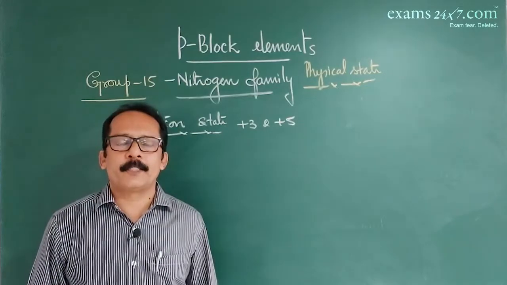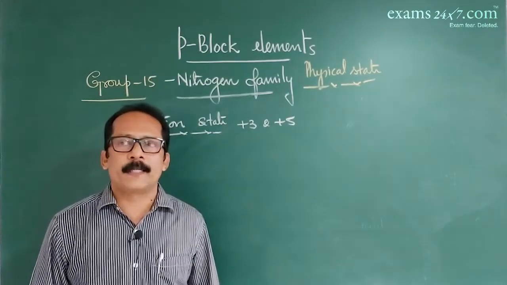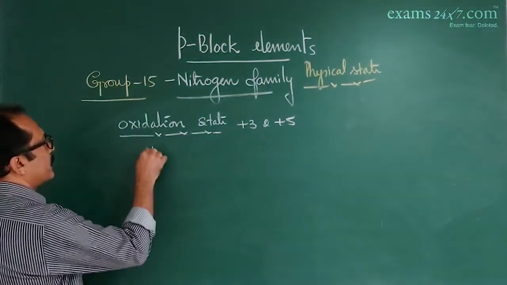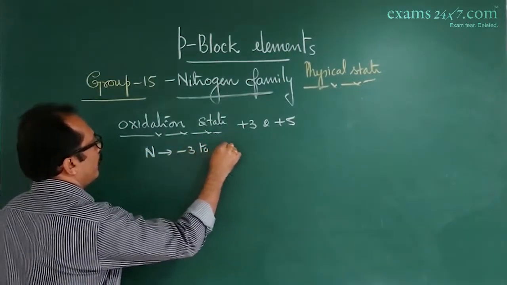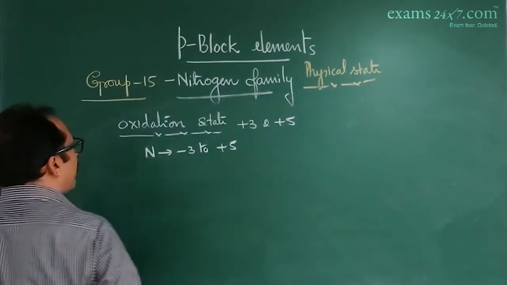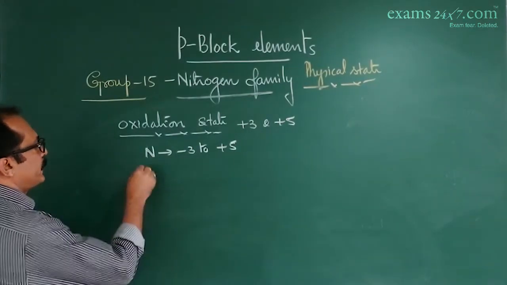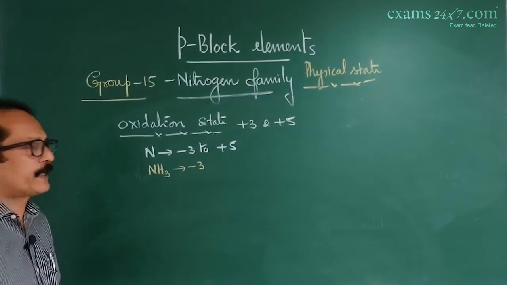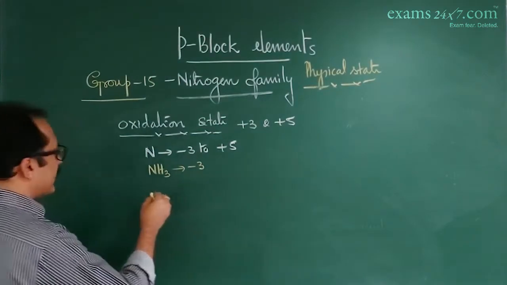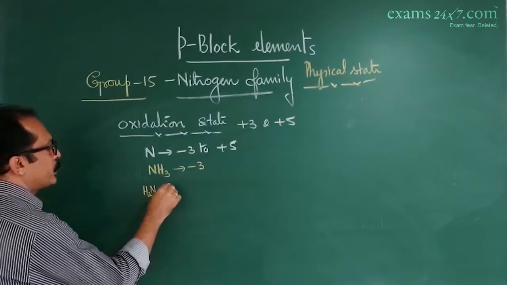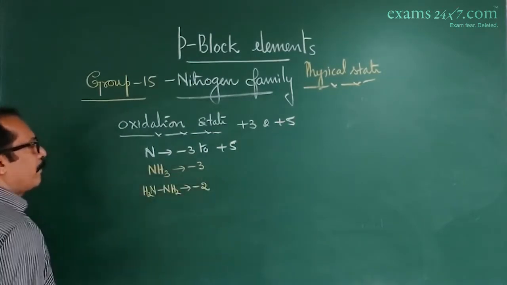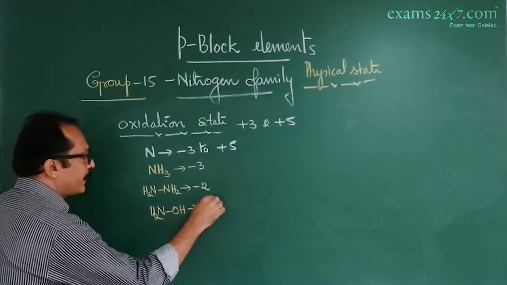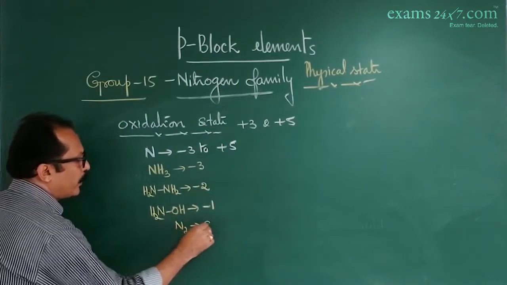Here nitrogen exhibits variable oxidation states. It varies from -3 to +5. Some examples: for the -3 oxidation state, ammonia, NH3. The next compound is hydrazine, N2H4, oxidation state of nitrogen is -2. Hydroxylamine, NH2OH, here oxidation state is -1. Nitrogen molecule, this is 0.